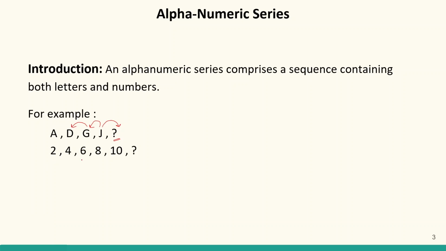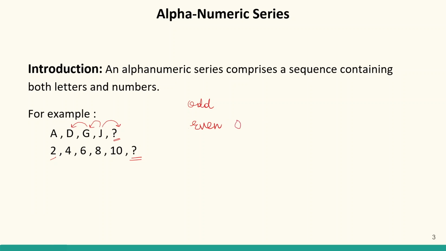For example, over here, this is a numeric series, and it is following a logic, and we have to find out what logic is being followed to find this element. So the first element is 2. Before we start this, there are two things that you should know: what are odd numbers and what are even numbers?